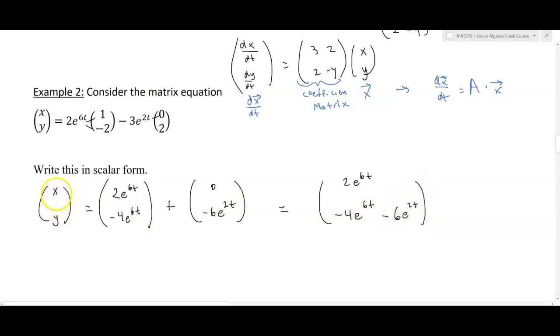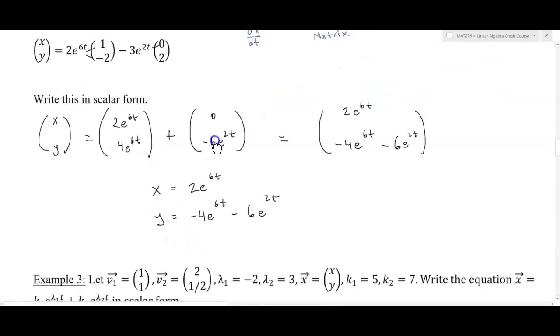And so now I can see that x is equal to the top component, because the top component needs to equal the top component in the vector. So x is going to equal 2e to the 6t. Y is going to equal negative 4e to the 6t minus 6e to the 2t. And there we have written our answer in scalar form.